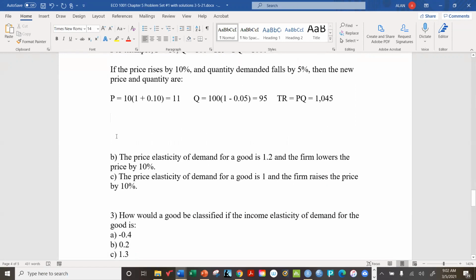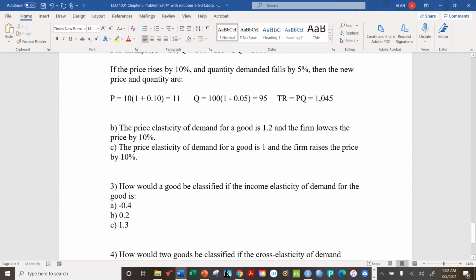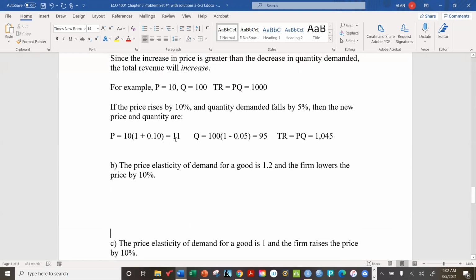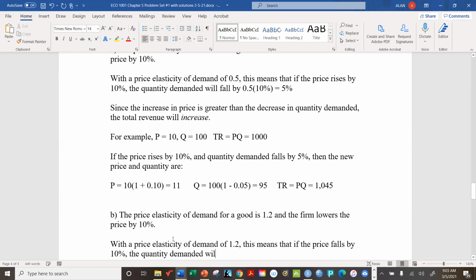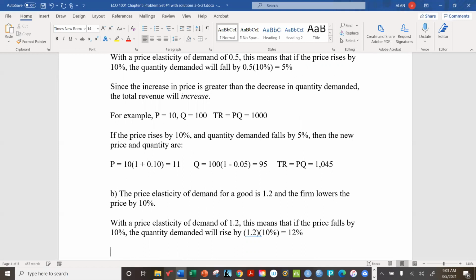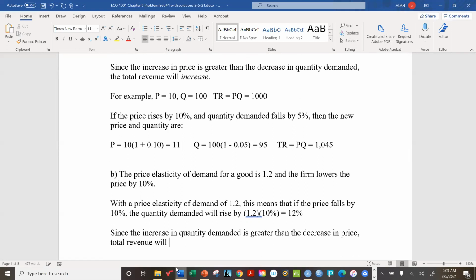All right. Anyway, for B, the price elasticity of demand is 1.2 and the price drops by 10%. So with the price elasticity of demand of 1.2, this means that if the price falls by 10%, the quantity demanded will rise by 1.2 times 10%, which is 12%. And so since the increase in quantity demanded is greater than the decrease in price, total revenue will increase again.